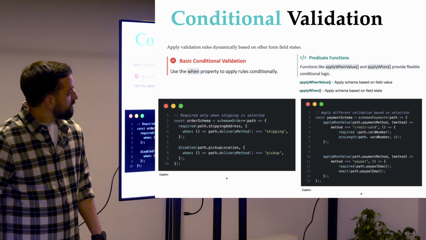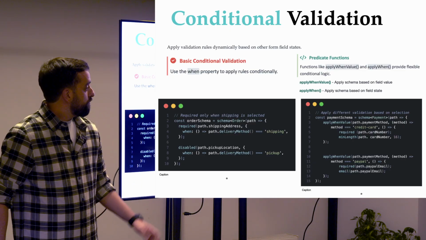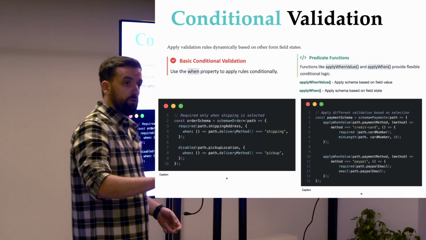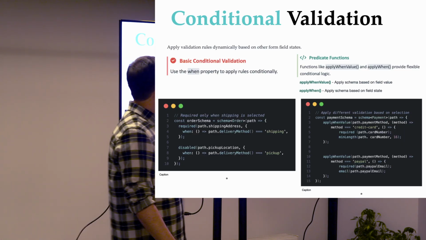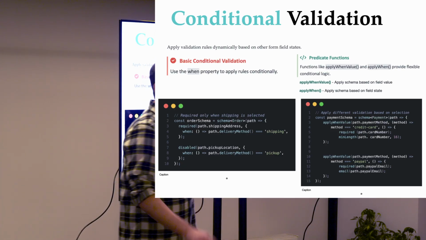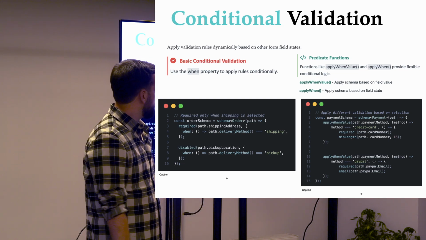And the second type is predicate functions. Predicate functions come with two types. It's apply when value and apply when. It's quite similar. You don't have to worry about that. But we can say that the first one is only applied on field value, and the second one is applied when field state changes. So that's the only distinct part.